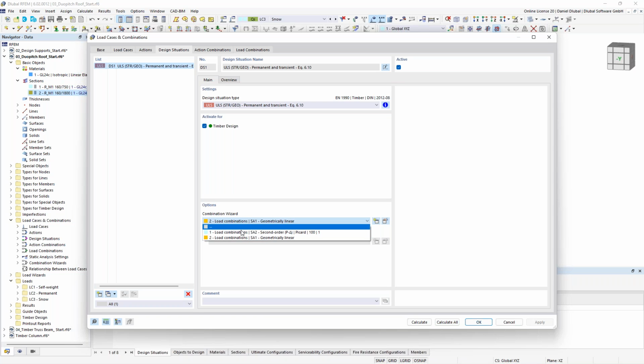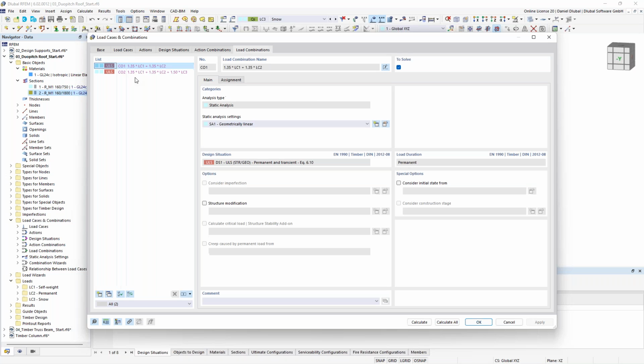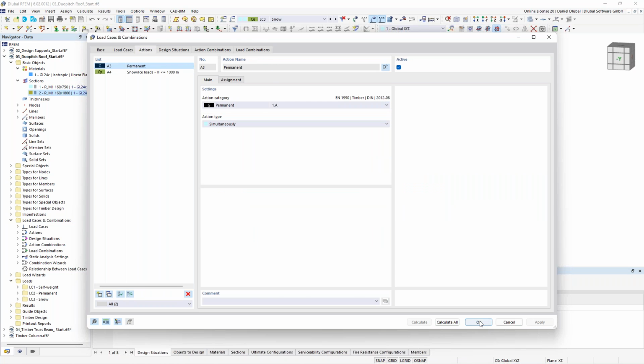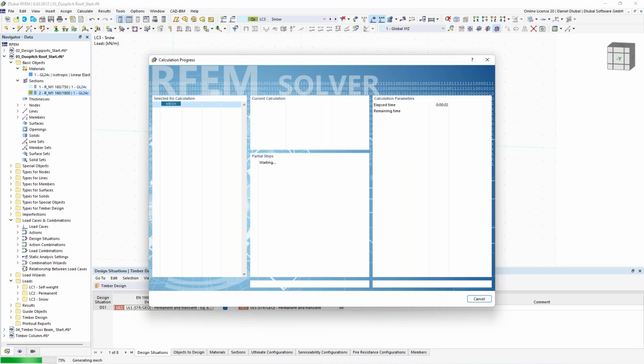I consider also only a geometrical linear analysis. So no theory second order. Only geometrical linear, because the influence won't be so much. And then we have here also these two action combinations and also here these two load combinations. Okay, so this is everything. Now we can say okay. I can say okay, calculate me please everything. So the program calculates the load cases, the load combinations, and also the timber design.